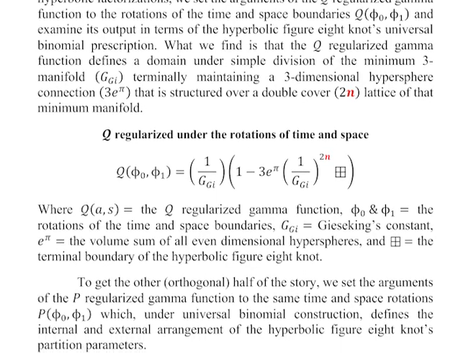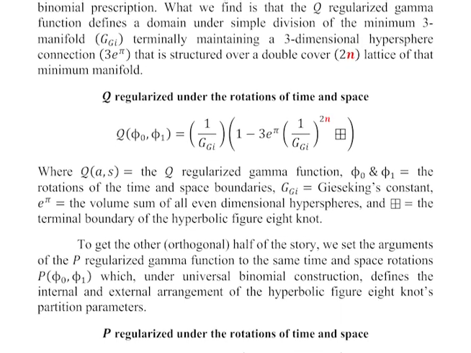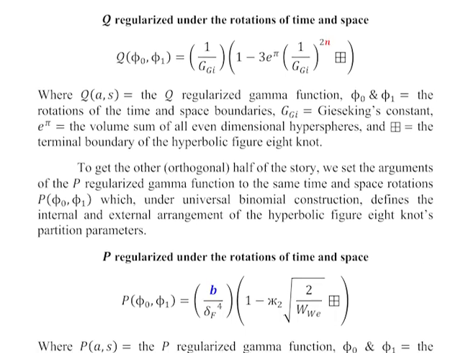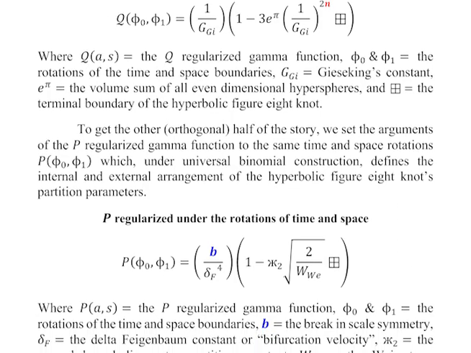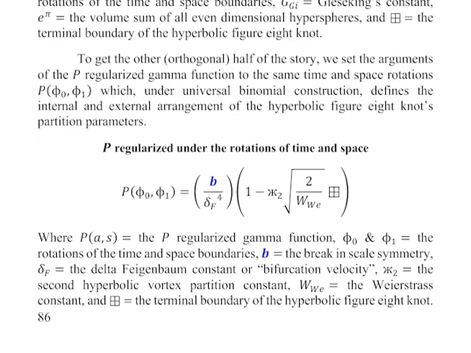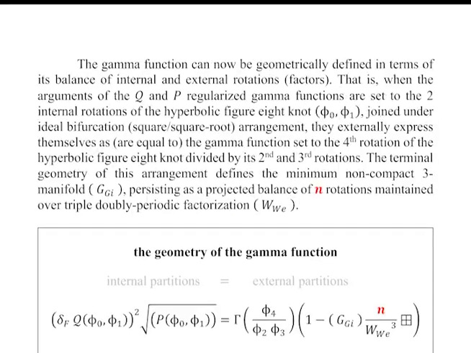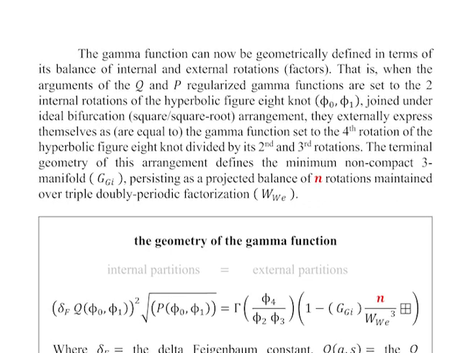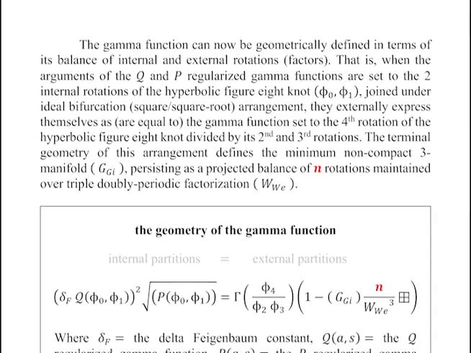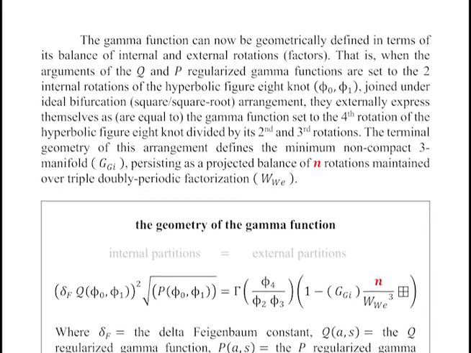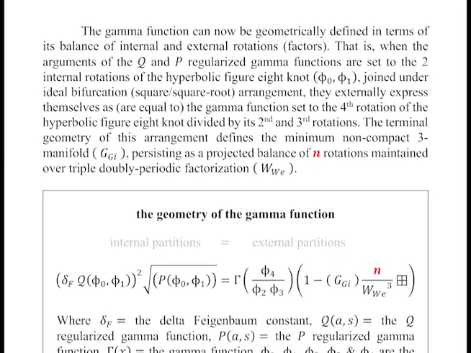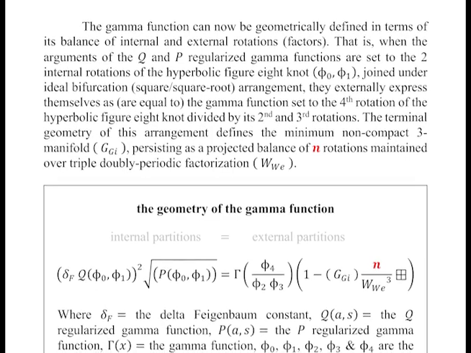To get the other orthogonal half of the story, we set the arguments of the P regularized gamma function to the same time and space rotations, which, under universal binomial construction, defines the internal and external arrangement of the hyperbolic figure eight knot's partition parameters. The gamma function can now be geometrically defined in terms of its balance of internal and external rotations or factors, meaning we're going to get a more complete, rich encoding from the gamma function here because we understand the rotations that the partitions are based on.